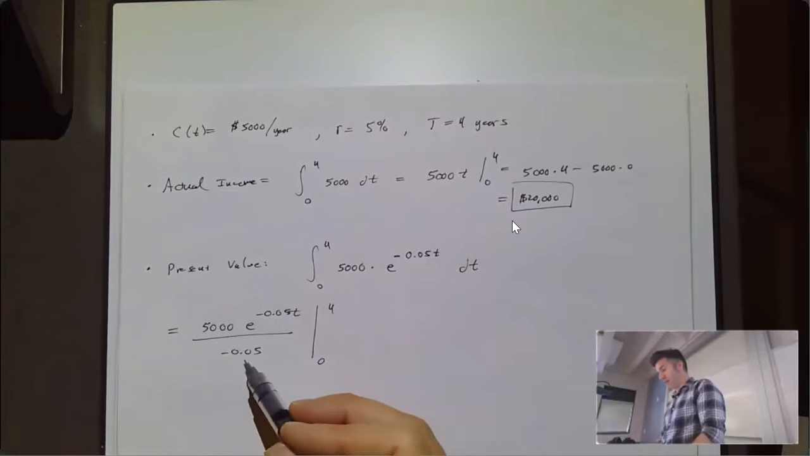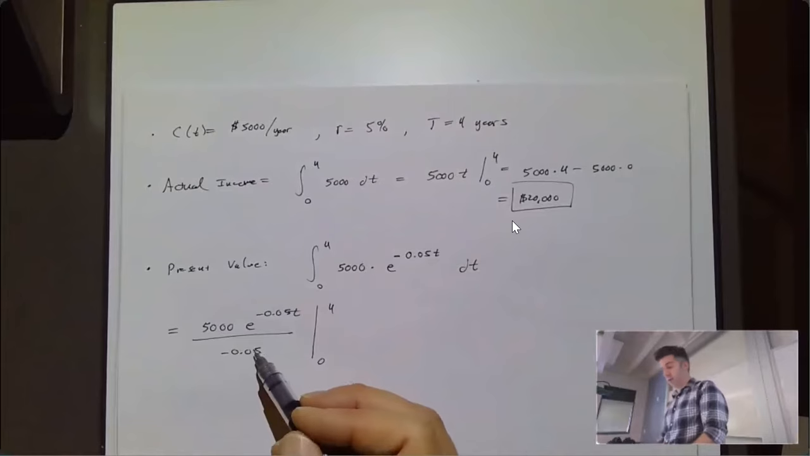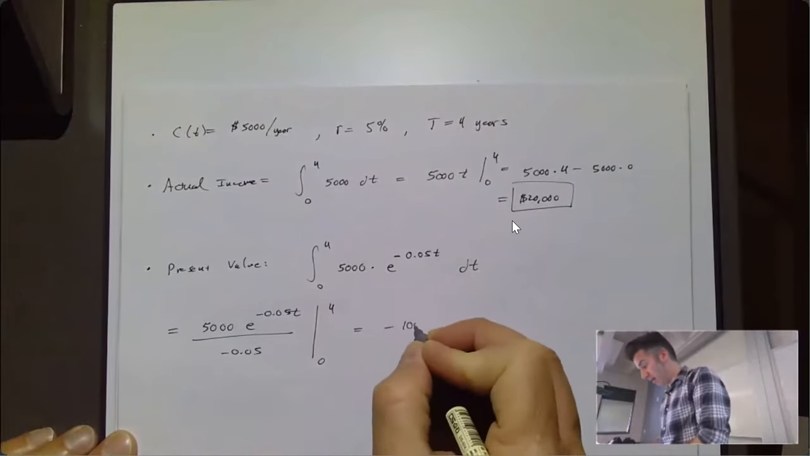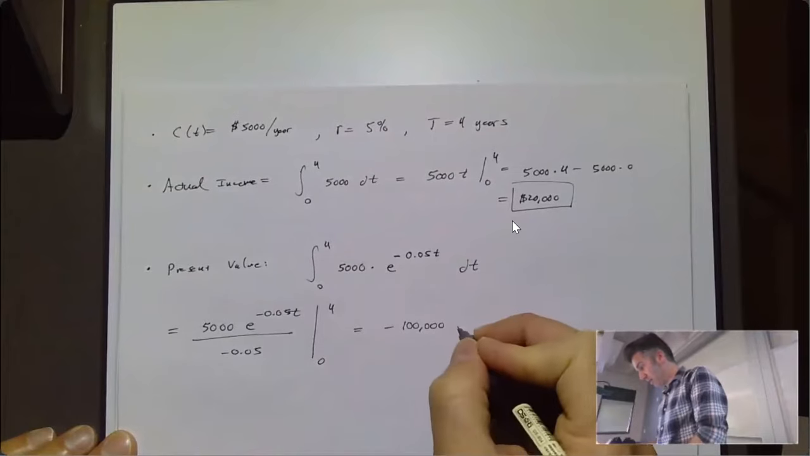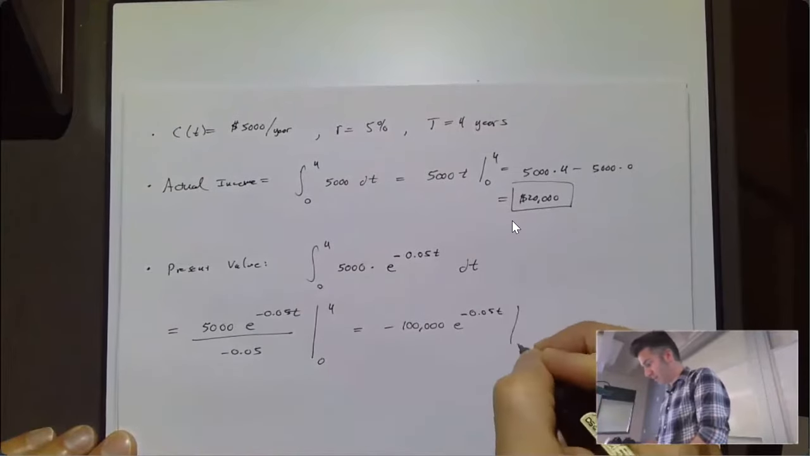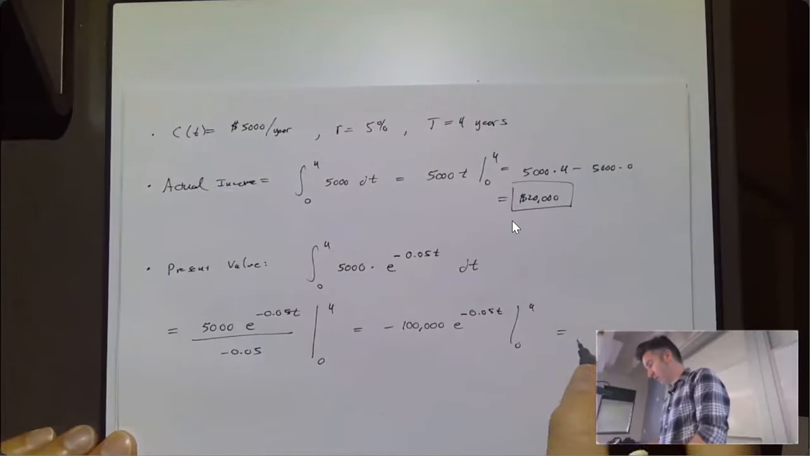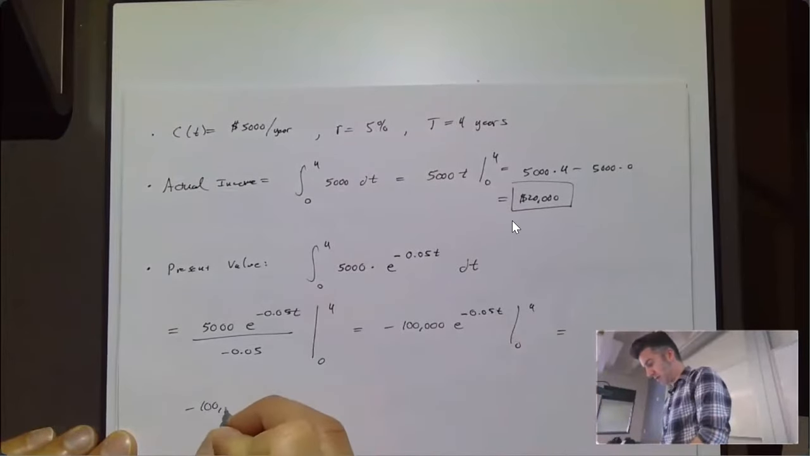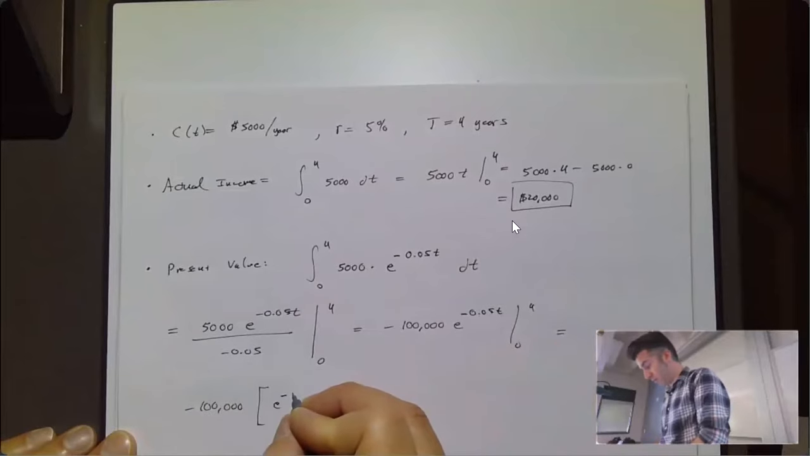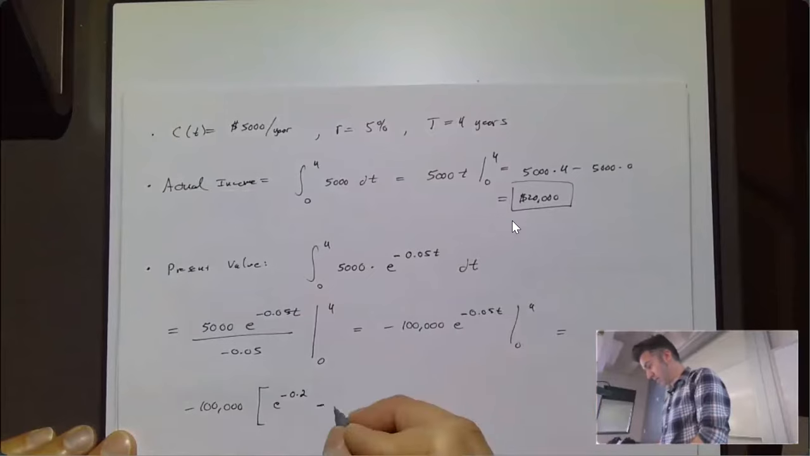And this is where I would probably do a little bit of simplifying. 5,000 divided by 0.05 is going to be 100,000. So it's actually going to be negative 100,000. So we're going to get negative 100,000 e to the negative 0.05t from 0 to 4. It's going to end up being negative 100,000 times, since when I plug in 4, I'm going to get e to the negative 0.05 times 4, which is negative 0.2, minus e to the 0, which is just 1.